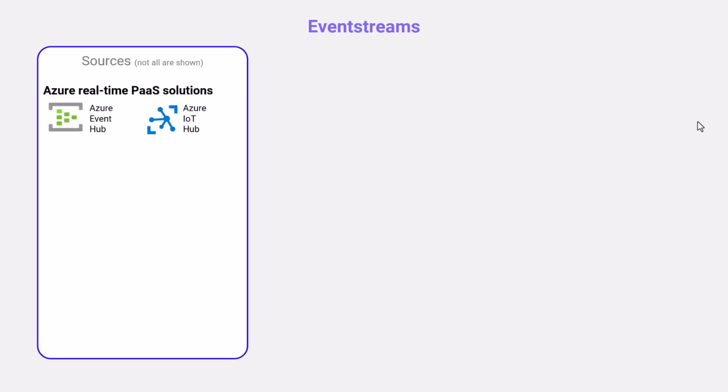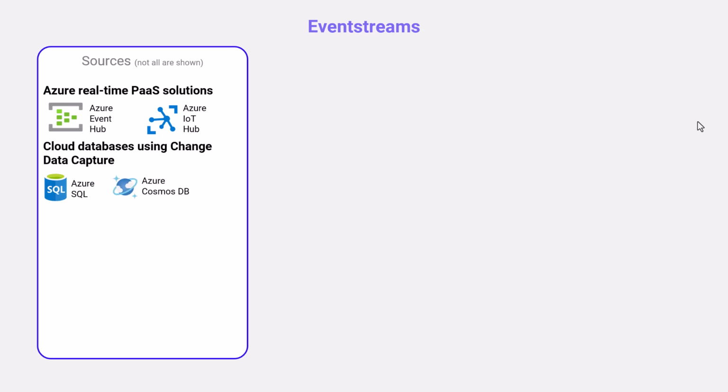Well, the first group of sources, I would say, are the Azure real-time platform as a service solutions. So here I'm talking about Azure Event Hub, Azure IoT Hub, for example. So if you've already got your infrastructure set up in Azure to ingest streams of data from the outside world, wherever they're coming from, then it's really easy just to integrate and send streams from your Event Hub into an event stream for some sort of analysis or visualization in Fabric.